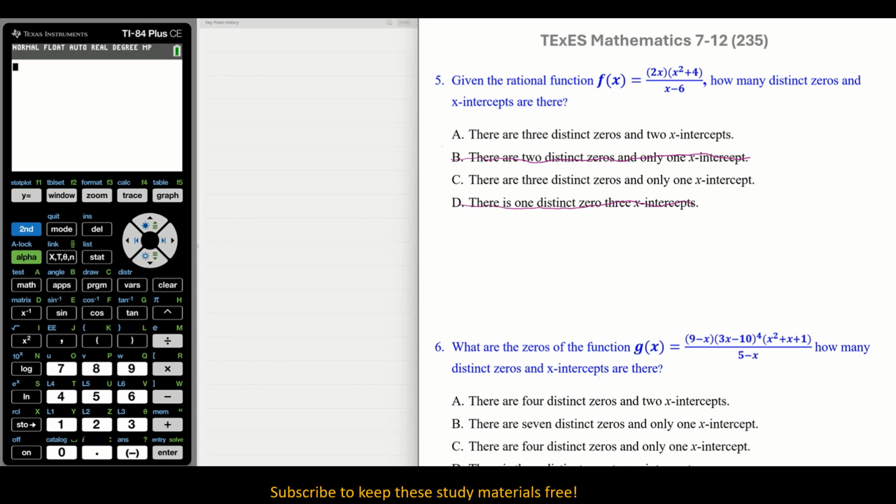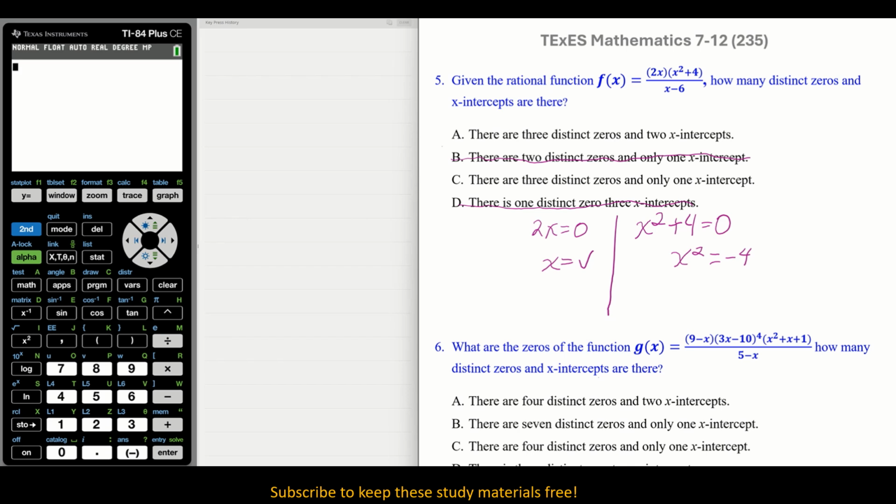Now, it says, how many x-intercepts are there? We just simply need to solve. So for the first one, that would be 2x equals 0. So x equals 0. So that checks. Now let's solve the next one, and that's x squared plus 4 equals 0. So now I have x squared equals -4.